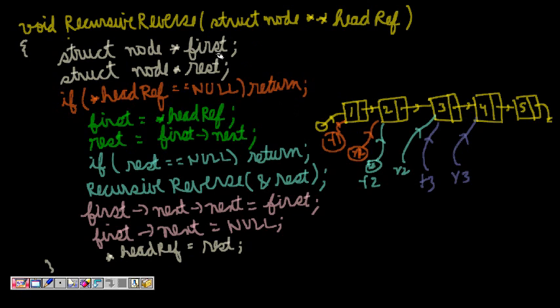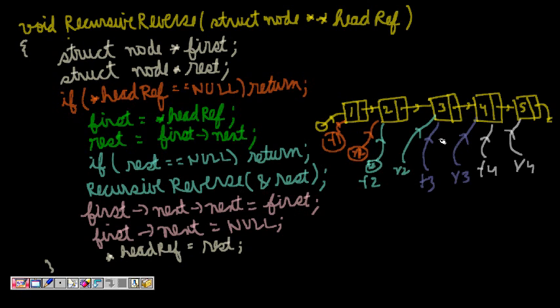Again I come to node first, node rest. Head reference, which is now R3, is not null, so I don't return. First is now equal to head reference, so let's color it with a new color. So now F4 is equal to this, and R4 is equal to this one. Okay, so what happens now?